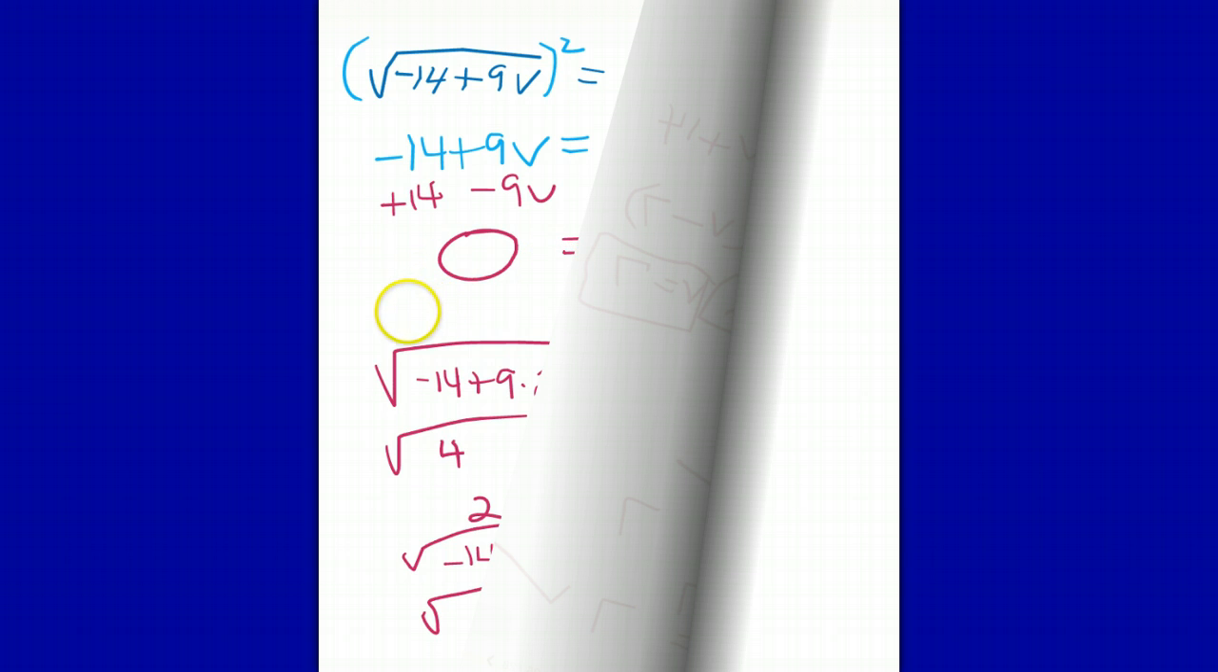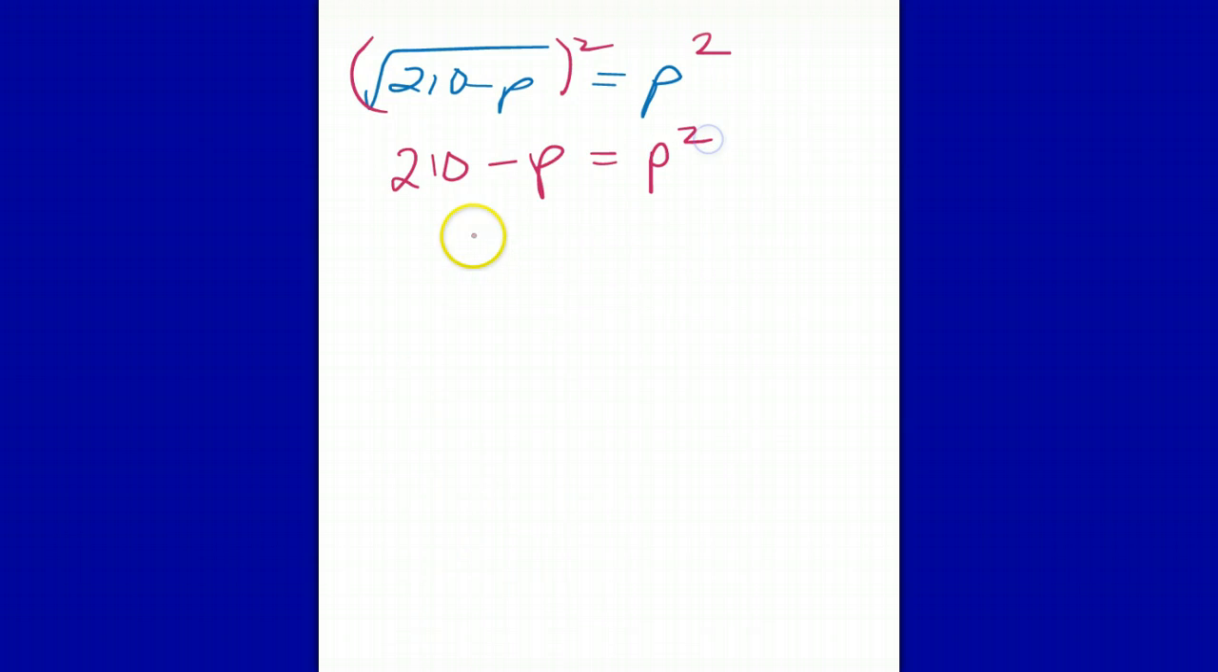Alright, we've got this one. Again, we square both sides. Okay, so I've got 210 minus p equals p squared. So again, same thing as I did before. I'm going to add p here and subtract 210. Do the opposites. And then I'm going to do the same thing over here. Add p and subtract 210. So that this comes out to be nothing.